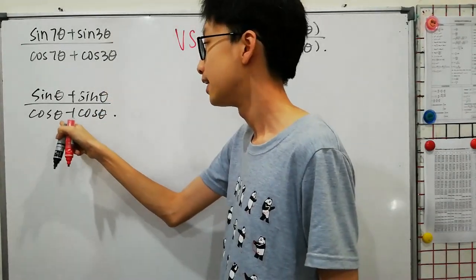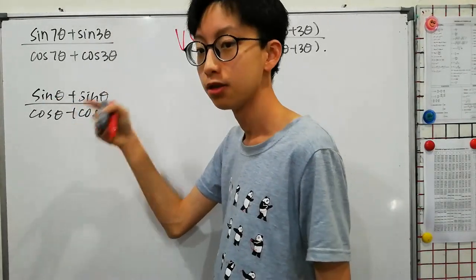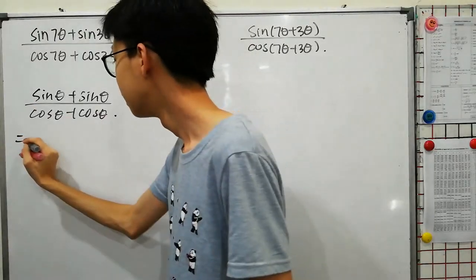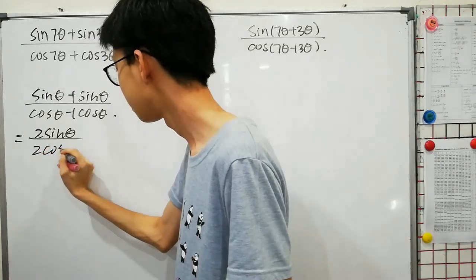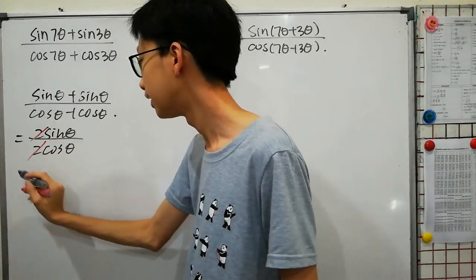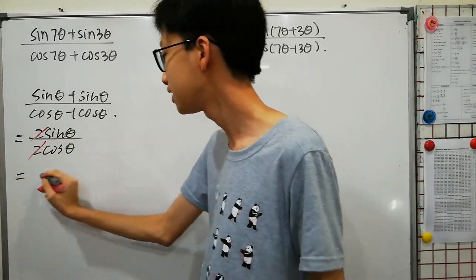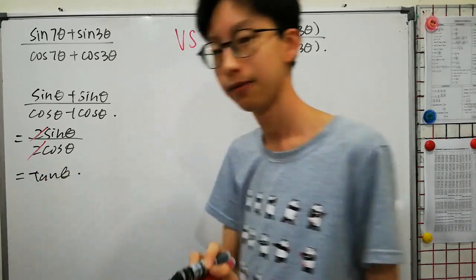As you can see, the two terms are the same, so we can just add them together. We have 2 sine theta over, below it, 2 cos theta. The 2 and 2 can cancel. We have sine over cos, which is tangent theta.